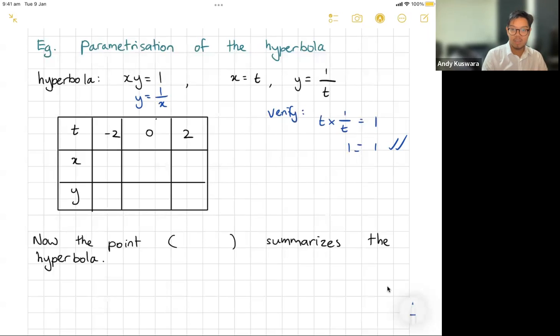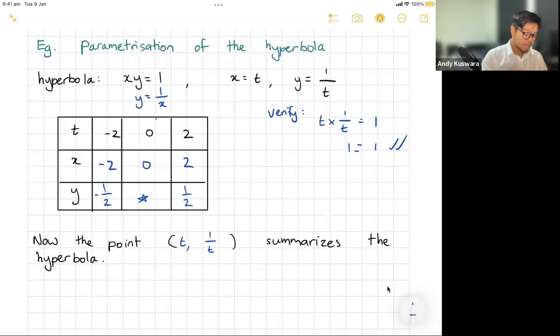And so now here, if we've got t equals -2, we see here that x is just going to be t. So whatever t is, x is going to be also. But then y becomes 1 on t. So in this case, it's going to become -1 on 2. This is kind of undefined because it's 1 on 0. And then this one will become 1 on 2. And so now t, 1 on t would summarize the whole hyperbola.